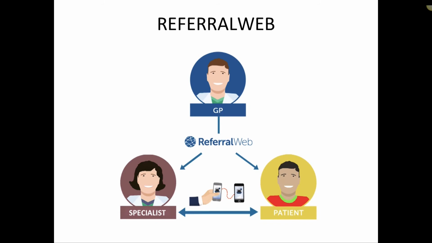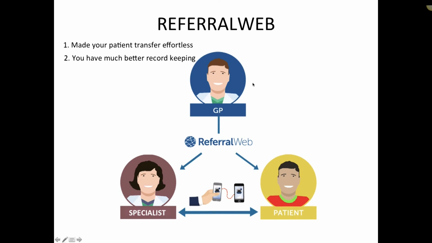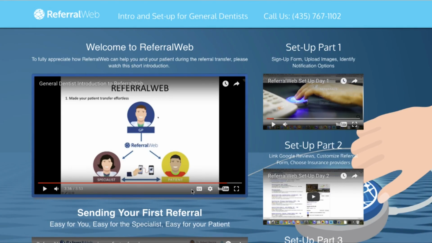After the specialist receptionist schedules the appointment, three things happen. Number one, you are updated on the status of the patient, so that's awesome. And number two, the patient receives a reminder text of the appointment 24 hours before the appointment. And number three, the patient is asked to rate their experience 24 hours after the appointment was made. This allows you to see how your patient is being treated by the specialist and their staff. So basically, you have made your patient transfer effortless, you have much better record keeping, and you have a free HIPAA compliant communication.